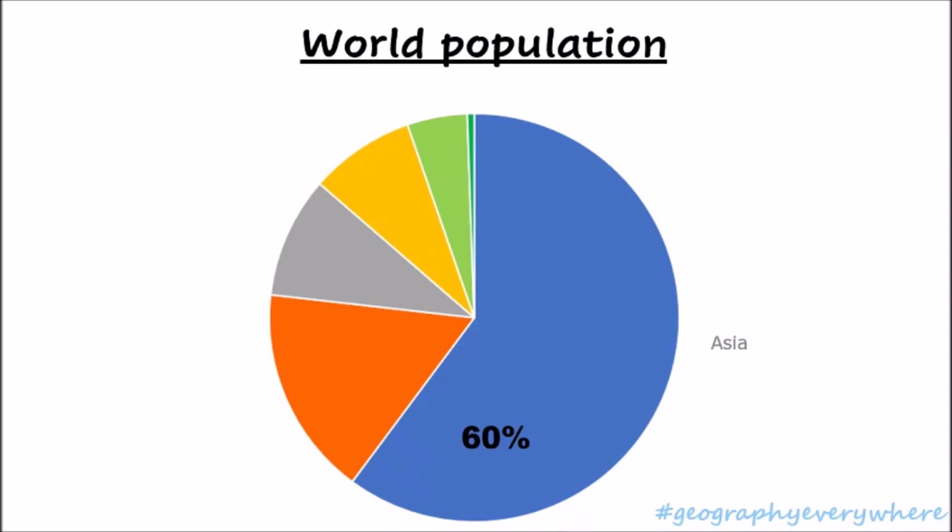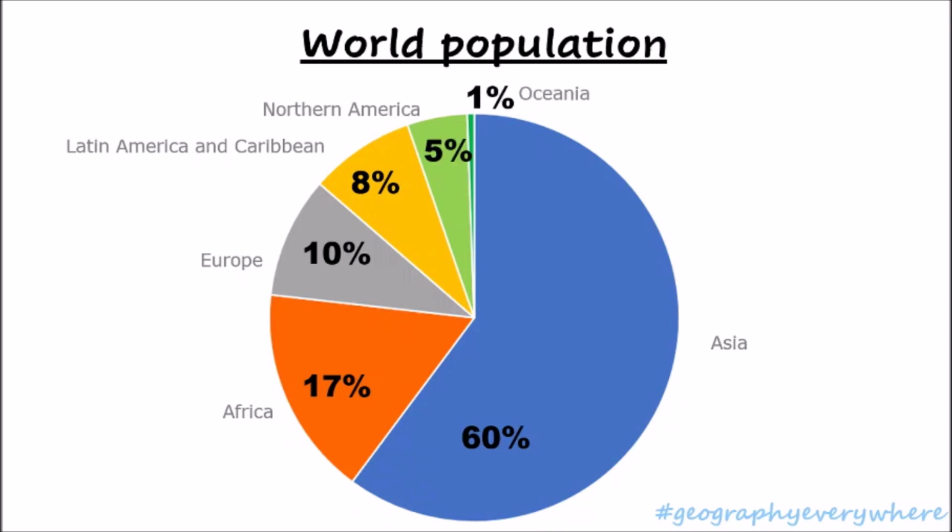Around 60% of these people live in the continent of Asia. Around 17% of the world live in Africa. 10% of the world lives in Europe. 8% lives in Latin America and the Caribbean. And even smaller amounts live in North America and Australia.